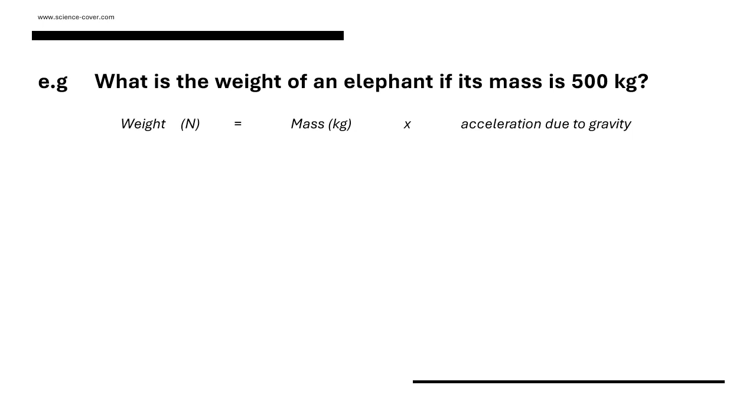Let's have a look at how we can use this equation. What is the weight of an elephant if its mass is 500 kilograms? Well, we know that the weight is mass times the acceleration due to gravity. So this is 500 times 9.8. If we put that on a calculator, we find that it's 4,900. And since weight is a force, we measure it in newtons.